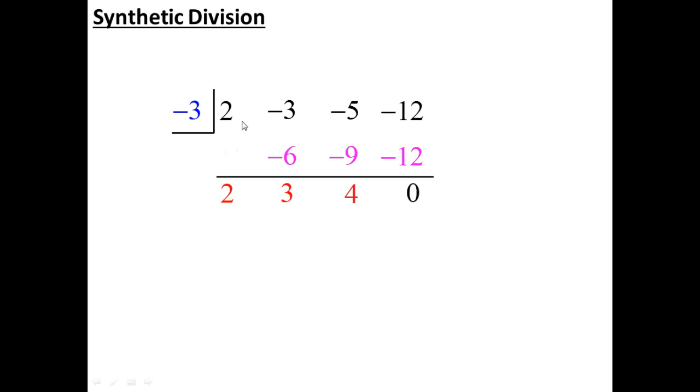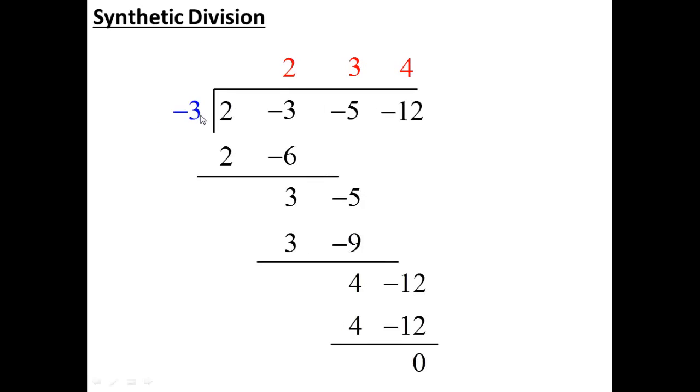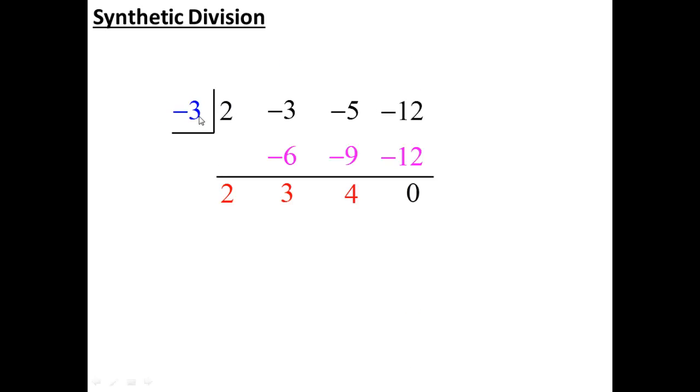Now, notice the 2 just drops straight down, but with -3 and -6, I would have to subtract to get 3. I would have to subtract to get 4. I would have to subtract to get 0. So in order to simplify things, instead of using -3, which remember the -3 came from x minus 3, instead of leaving it as a -3, let's change it to a positive 3. In other words, let's change it to the root of x minus 3.